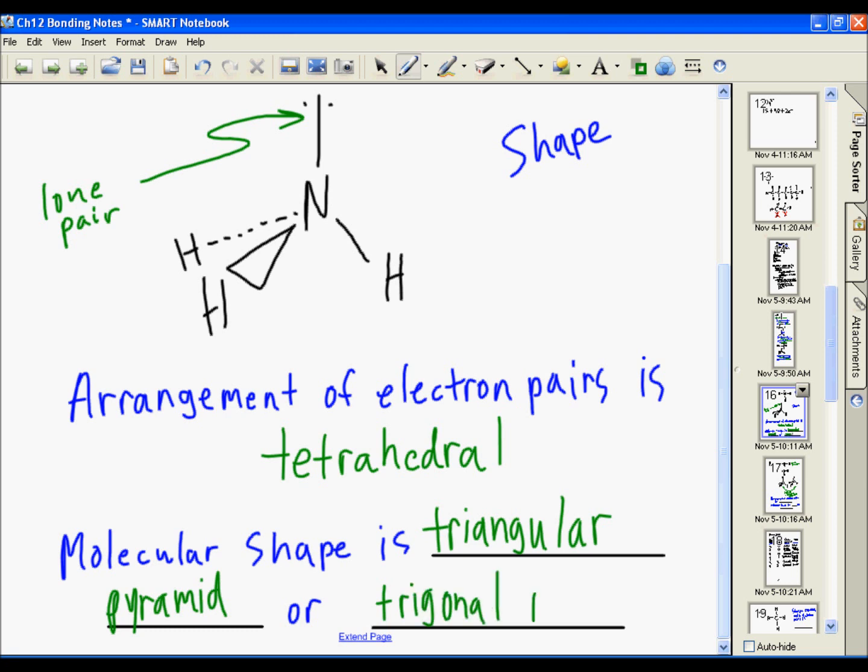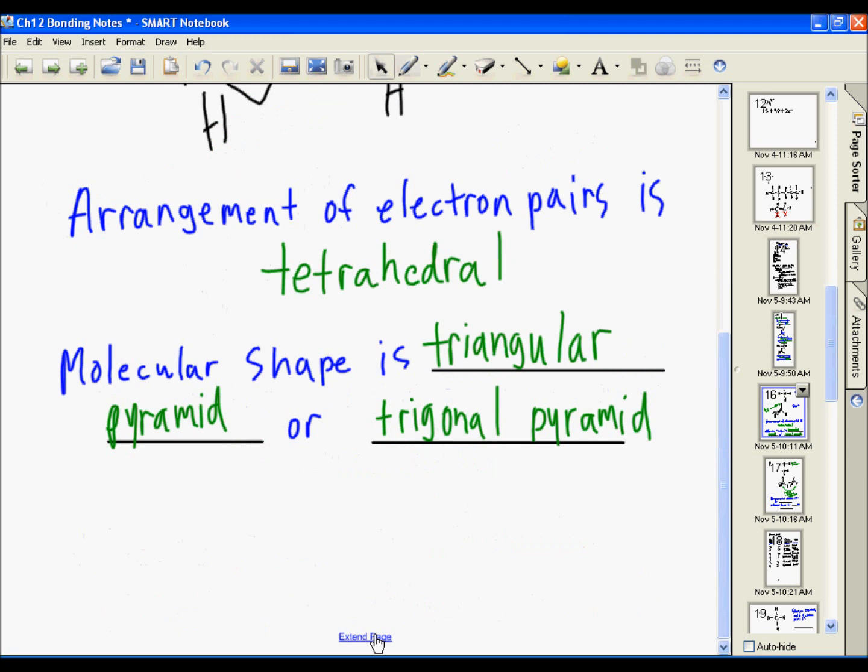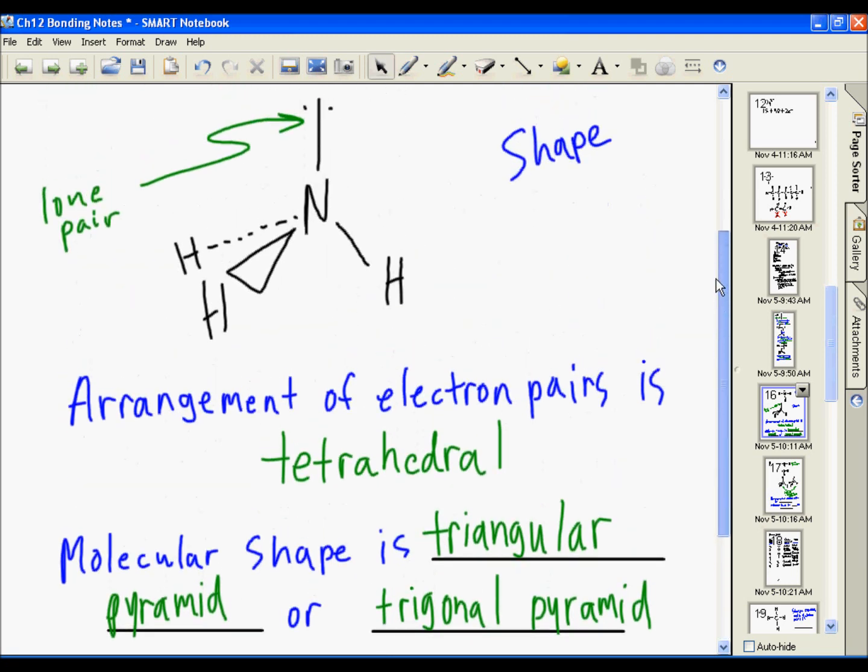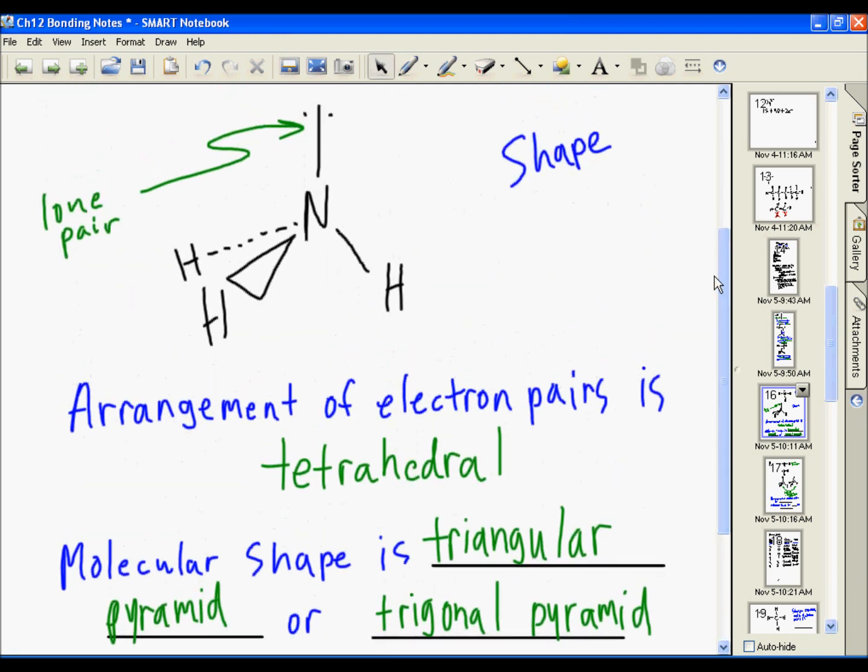And the reason why it is written as a triangular pyramid and not just a pyramid is that you can have pyramids that have bottoms of shapes other than triangular. For example, the pyramids of Egypt are square pyramids because the bottom is a square. So this is a triangular pyramid. If you were to look at the bottom of it, it would look like a triangle.